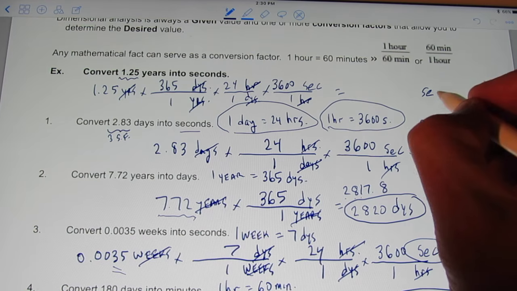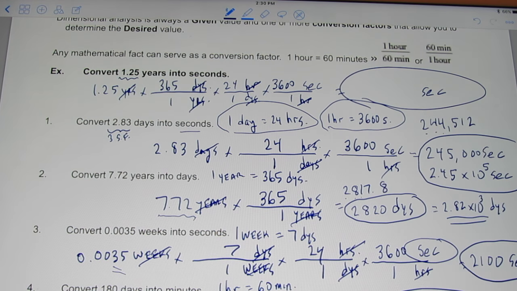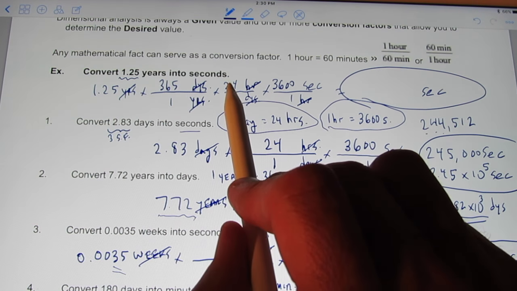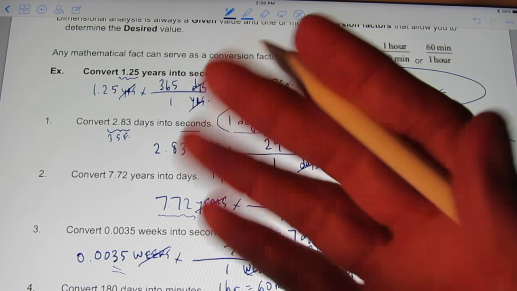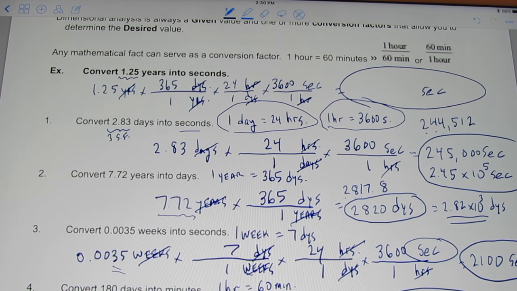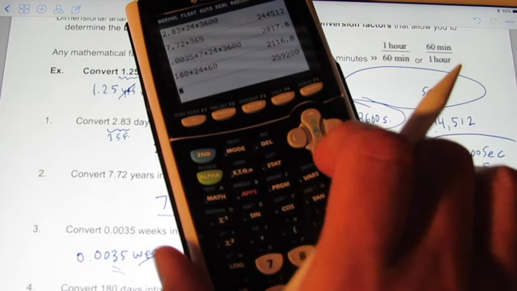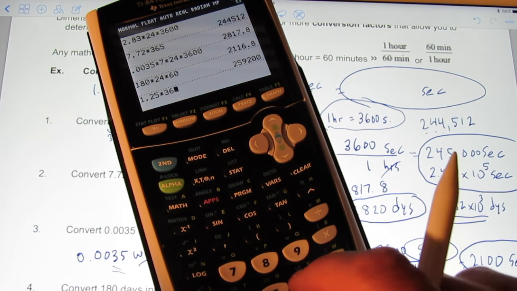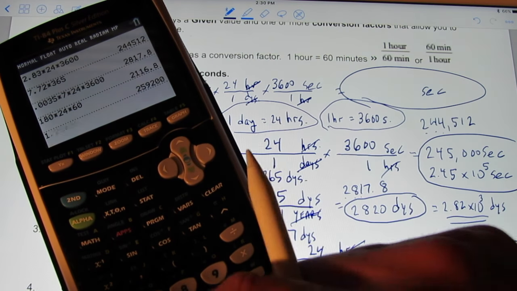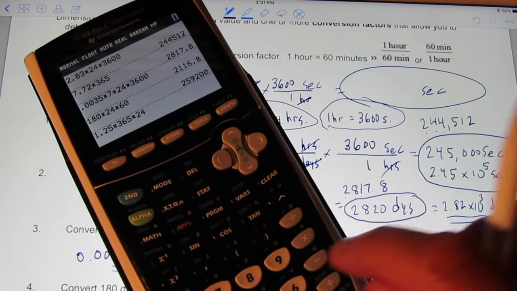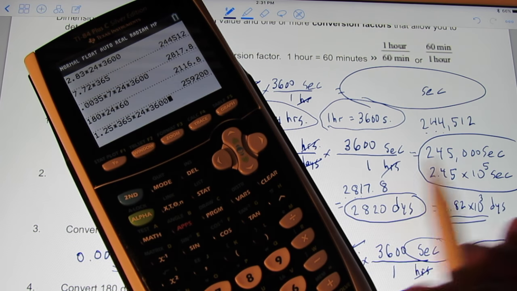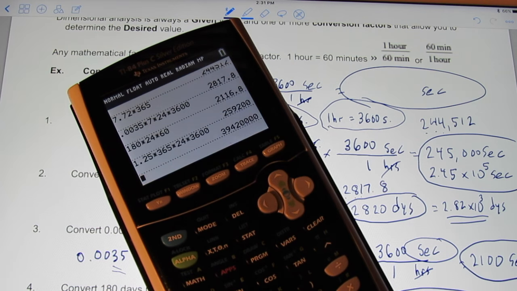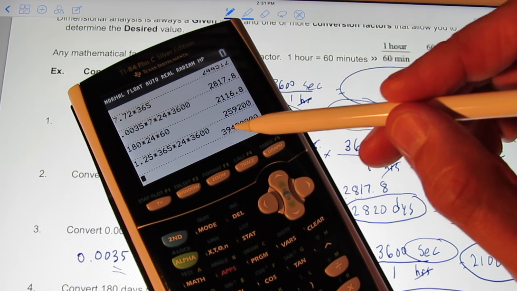So here we go. I'll have my answer in seconds in just a second after I plug all those numbers in. Looks like I'm multiplying again because all these numbers other than 1 are on top. If they're on top, I multiply by them. If I end up on the bottom, I'll divide. Okay, so let's take a look. 1.25 times 365 days times 24 times 3,600.